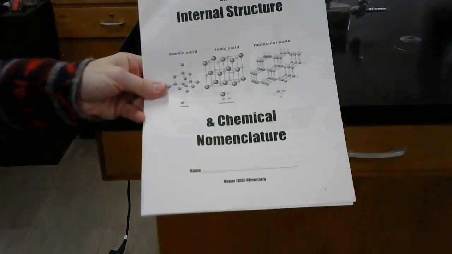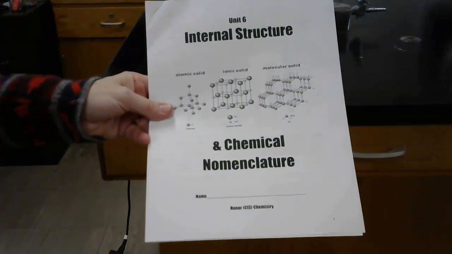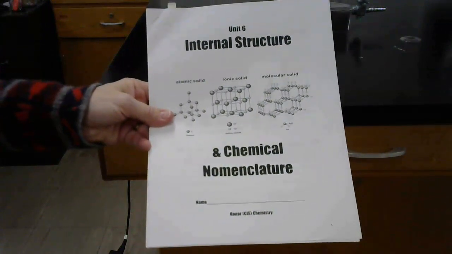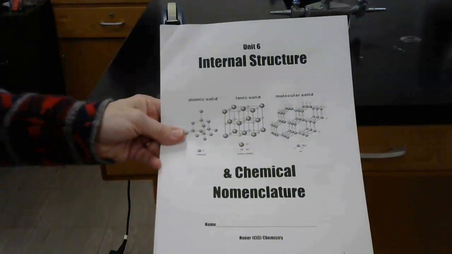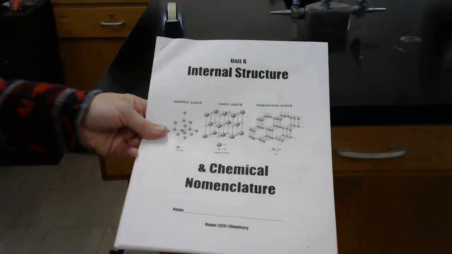Okay, today we are starting with Unit 6, which is Internal Structure and Chemical Nomenclature. So we're going to look at what causes things to stick together. We're looking at the internal structure of the atoms. What makes certain things stick together?